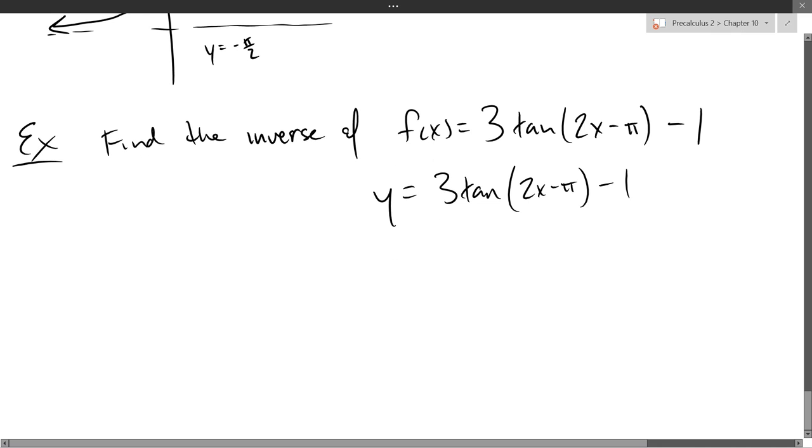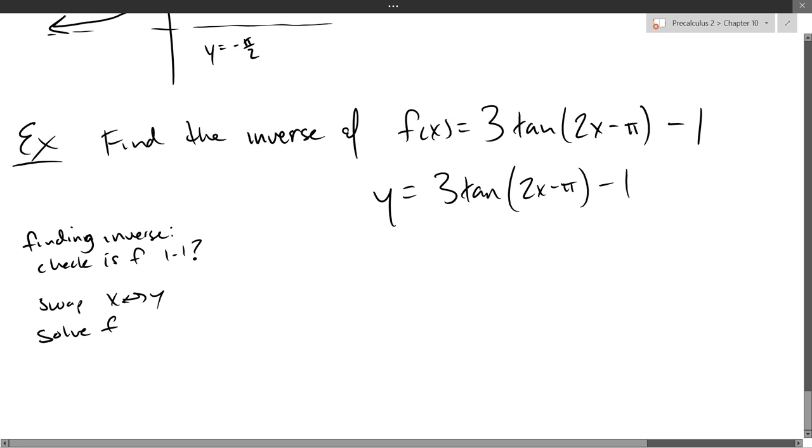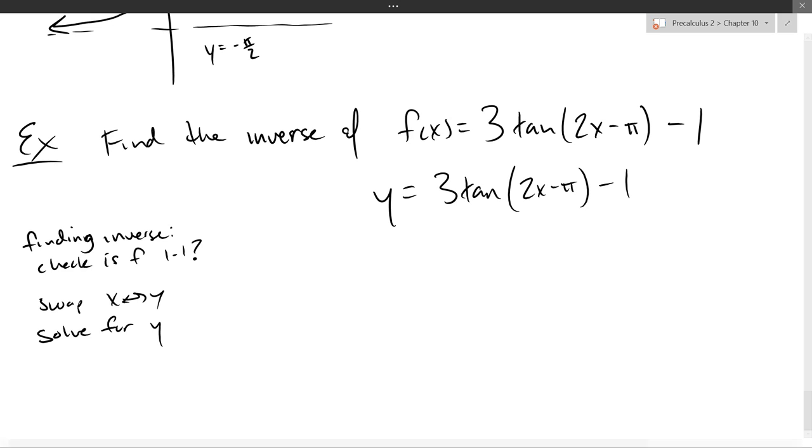So inverse. Now before we find the inverse you have to check: is f 1 to 1, and then swap x and y, and then you solve for y. So the two steps you're familiar with, but we have to make sure our function is 1 to 1. We know tangent's not normally 1 to 1. Good news is we can graph this function pretty easily.